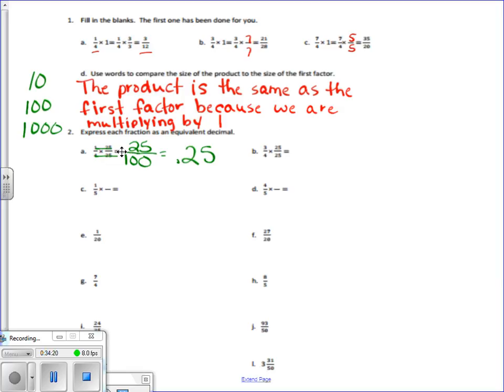4 times 25, 100. 3 times 25, 75. Decimal, 1, 2.